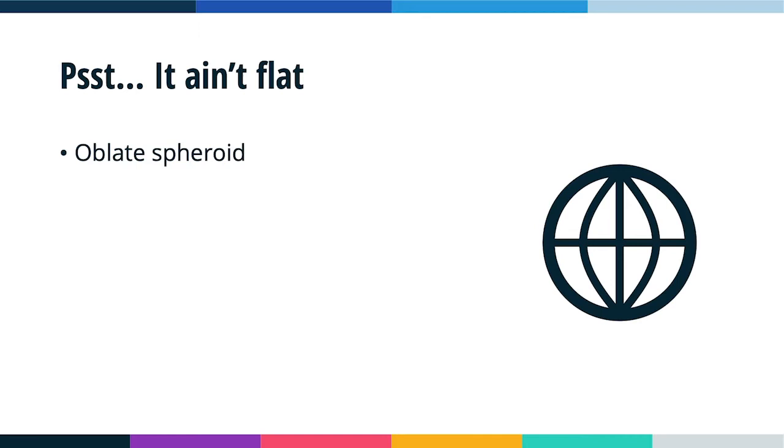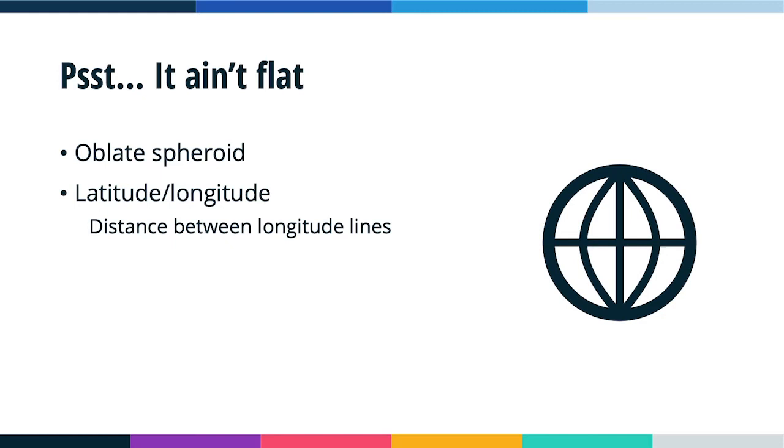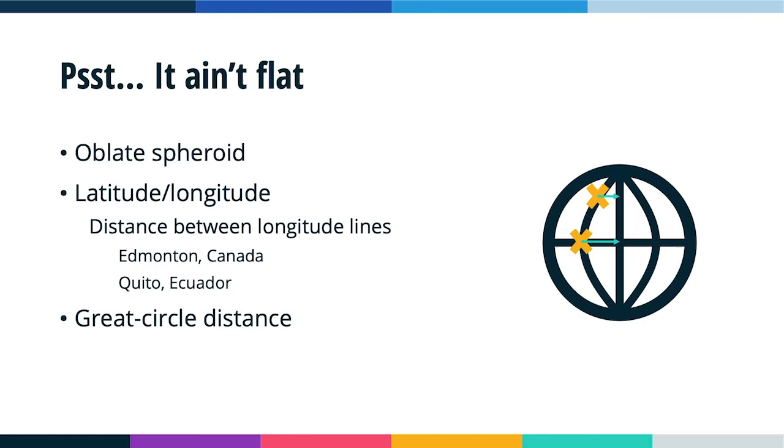But we do use a grid system, latitude and longitude, which everybody knows about. But I'm not sure everybody has really thought about everything in it. If you think about the distance between the longitude lines on the globe, it varies as you go north and south. Edmonton, Canada, for example, we're in the north, so the distance between those is small. And then when you go to someplace like Quito in Ecuador, which is on the equator, it's much larger. You can kind of see it on this representation here.